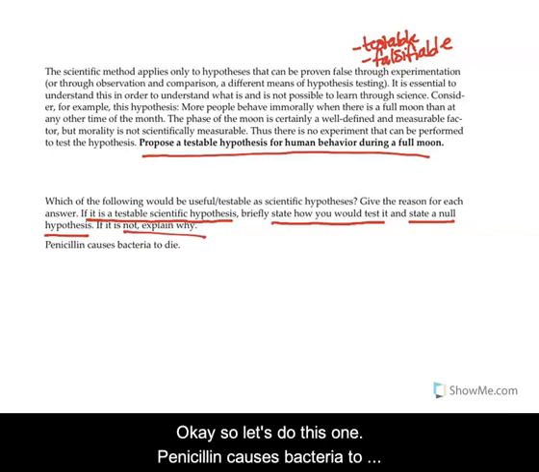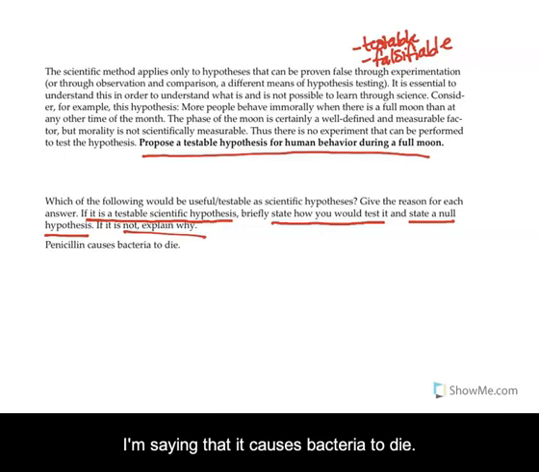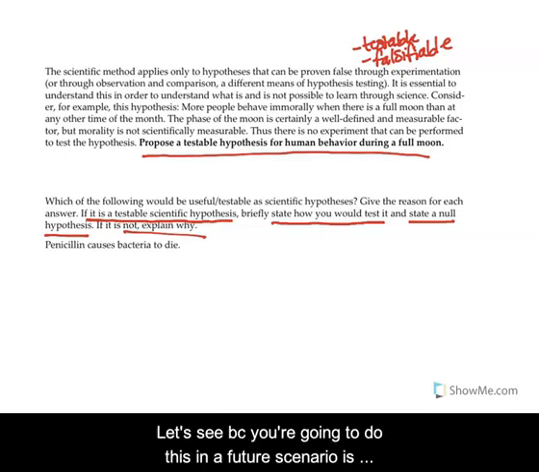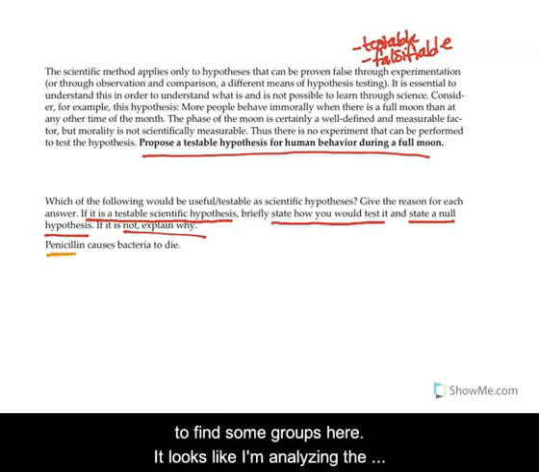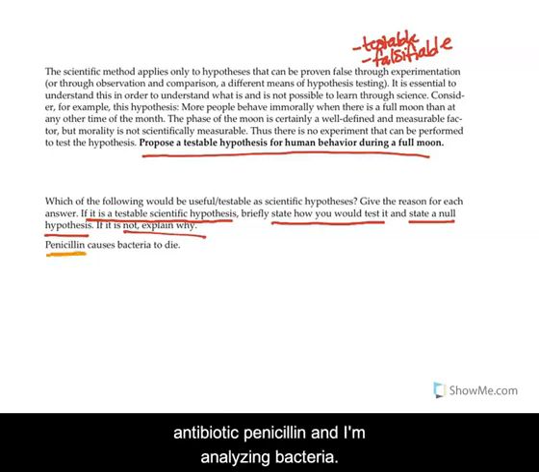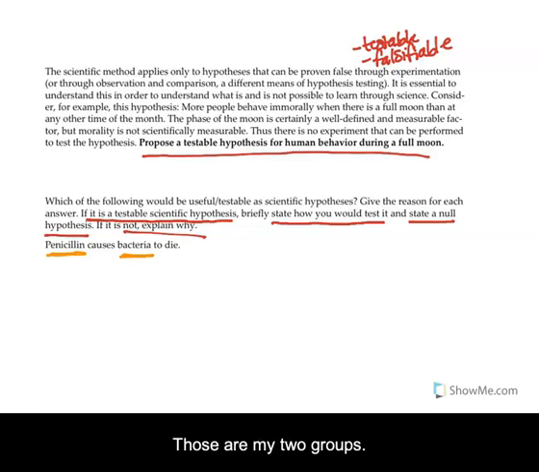Okay, so let's do this one. Penicillin causes bacteria to die. Penicillin is an antibiotic, and I'm saying that it causes bacteria to die. Let's define some groups here, because you're going to do this in a future scenario. It looks like I'm analyzing the antibiotic penicillin, and I'm analyzing bacteria. In fact, I'm saying that it has a killing effect on bacteria. Those are my two groups.